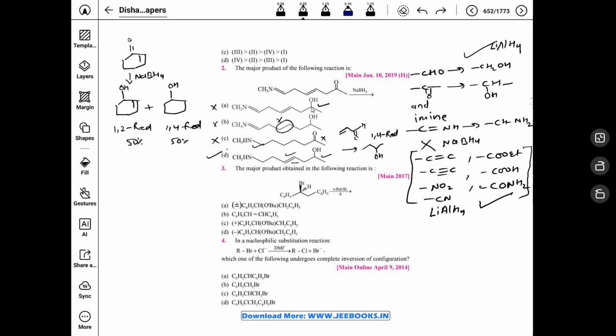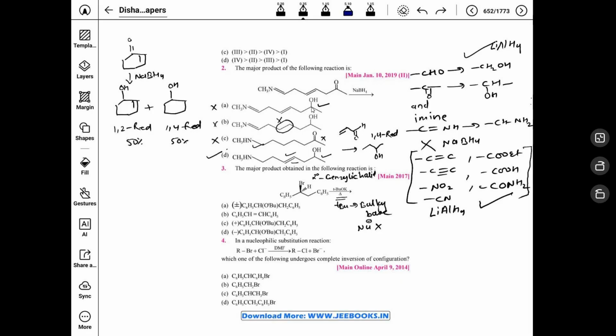Now moving to question number 3, the major product obtained in the following reaction. The given reaction, if you see, is a secondary benzylic halide, and in this reaction tertiary butoxide is given. Tertiary butoxide is a bulky base. This is not a nucleophile. This is a bulky base, and heating at a high temperature. So it means nucleophilic substitution is not possible.